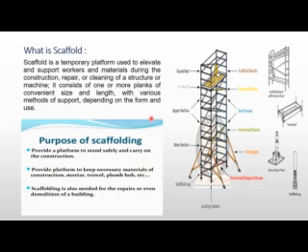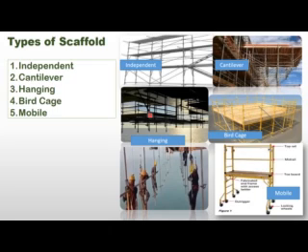Types of scaffold. Independent scaffold, there are fewer posts and members. Cantilever scaffold, extended and supported by knee bracing. Hanging scaffold, suspended platforms or supports. Bird cage scaffold, well structured and supported all around, almost in square basket shape. Mobile scaffold, they have wheels to move from one place to another place.